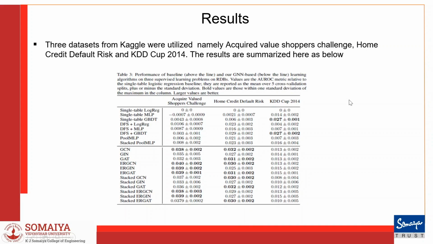So the results achieved by this paper were really good. On datasets acquired from Kaggle, such as the Acquire Valued Shoppers Challenge and Home Credit Default Risk, the graph neural network based implementation performed better than traditional machine learning algorithms and MLPs, multi-layer perceptrons. The only case where it did not perform better was in the case of the KDD Cup dataset.